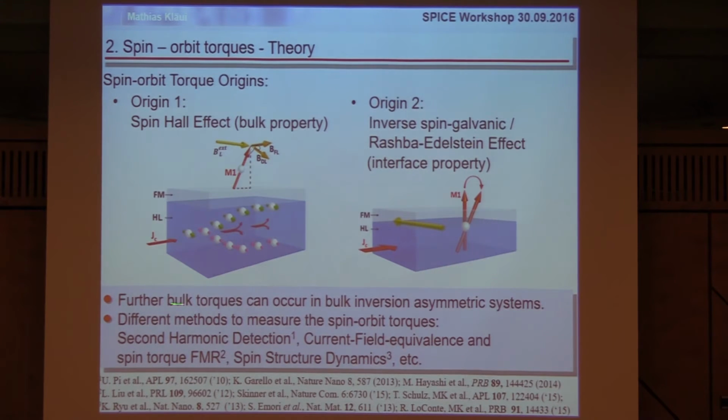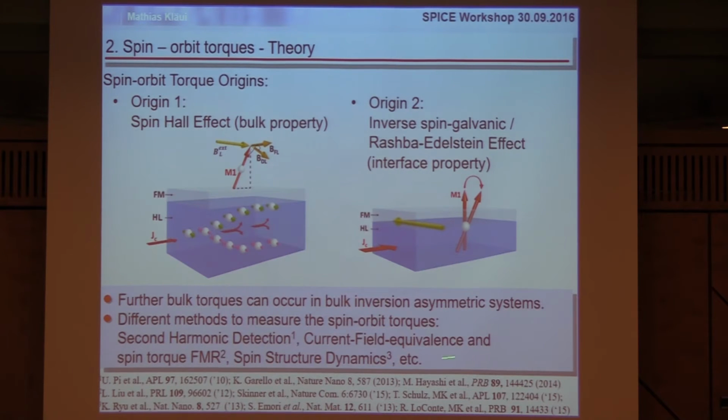Oh, yeah, and in addition to these multilayers, also in bulk systems where you have bulk inversion asymmetries, such as in the paper by Chiara, you can also get kind of bulk inverse spin galvanic effect torques. And then there are different methods to actually detect it. So now I'm really back to the experiment. And these are sometimes applicable to antiferromagnets, but not always.